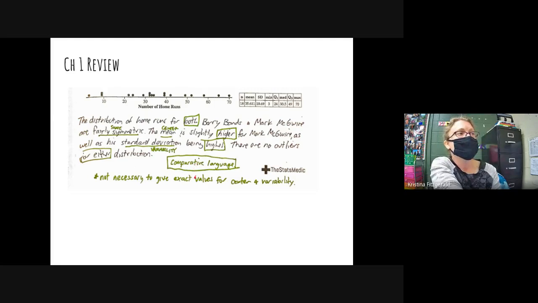One thing on the AP exam is you don't actually have to put the exact values. You don't have to put the numbers as long as you're saying the mean or the median when you're describing center. Tell us which one you used. You don't actually have to put the number.